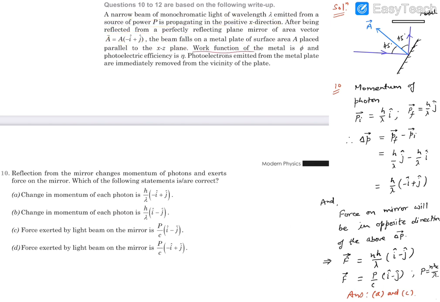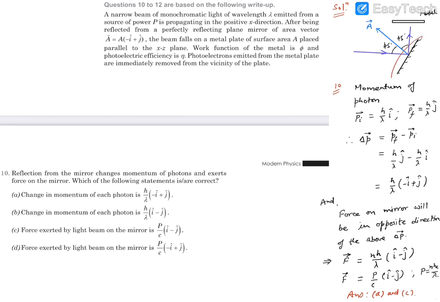It further says the work function is denoted by phi, the photoelectric efficiency is eta, and photoelectrons emitted from the metal plate are immediately removed from the vicinity of the plate, so they are not there. We need to answer these questions.